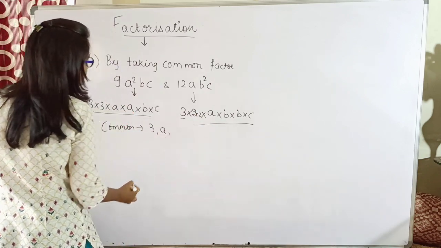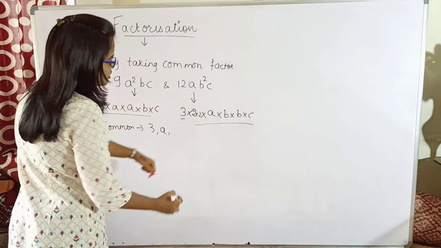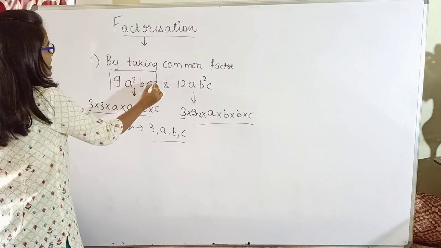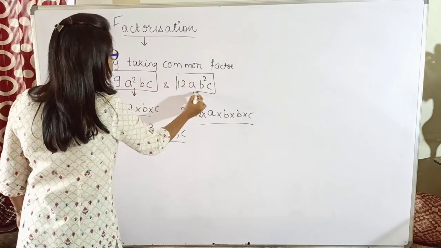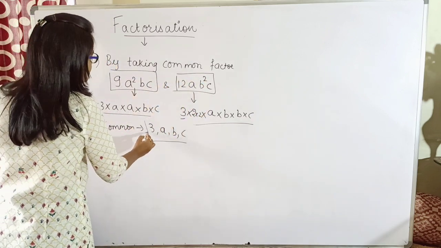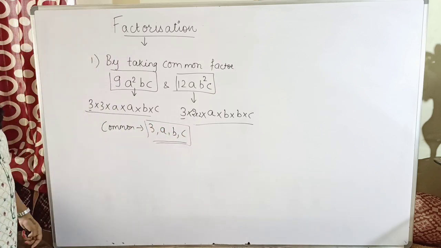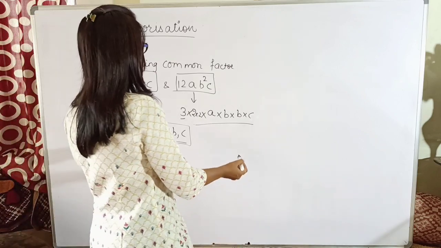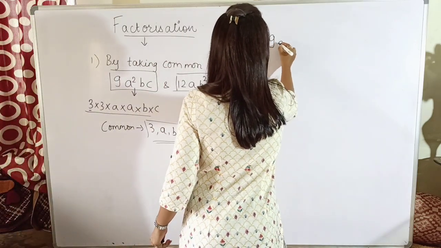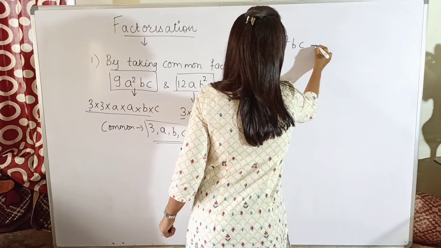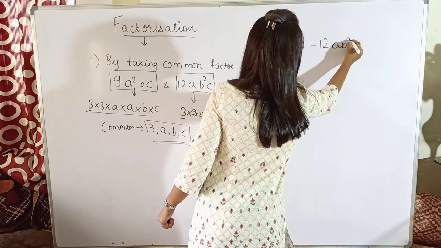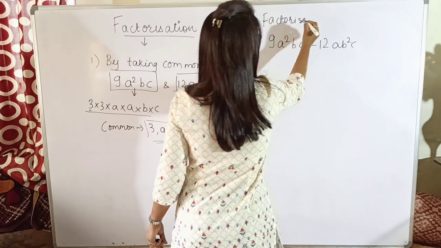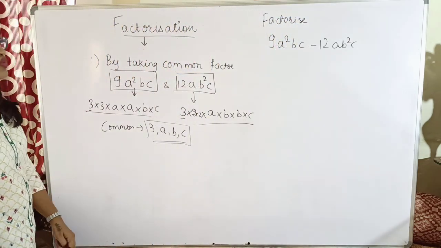So I will write only 1 time. Similarly, b, 1 time here, 2 times there. So 1 time, and c. So for 9a square bc and 12ab square c, what are the common factors? 3abc. Okay. So if I write an expression including these two terms, suppose the question is factorize 9a square bc minus 12ab square c.